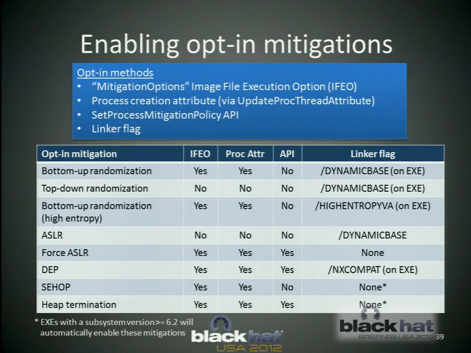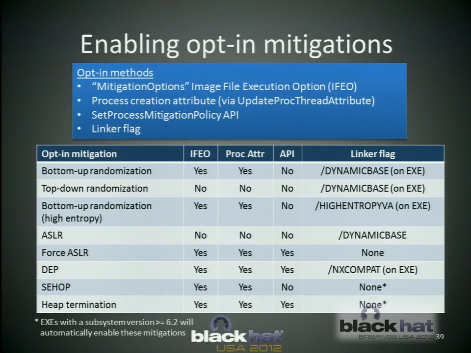In terms of how applications can actually turn these things on, we have a couple of different options. One is what's called the mitigation options image file execution option. This is essentially a registry value that you can set for your executable that will turn on these mitigations. This can be used by an application developer themselves or by a system administrator to protect potentially legacy applications that they may not be able to get changes to.